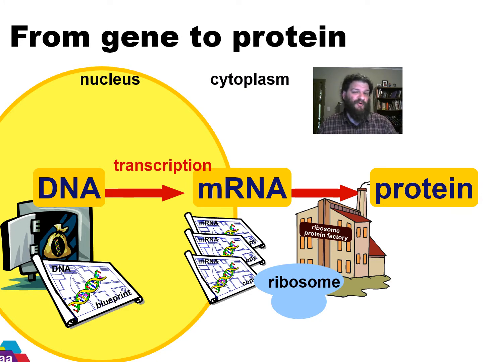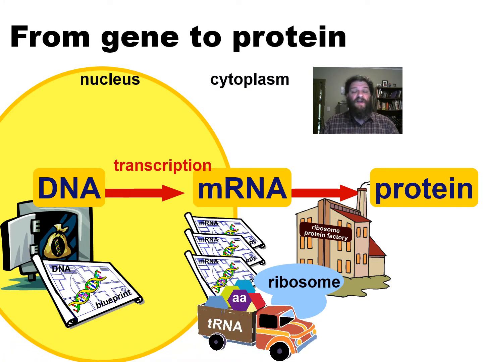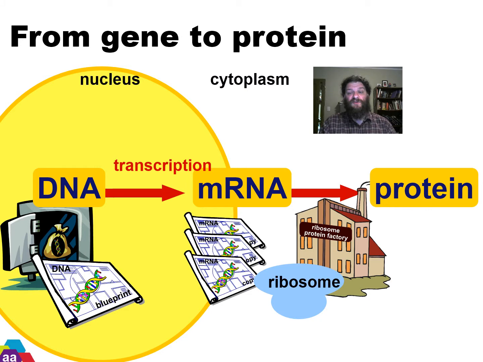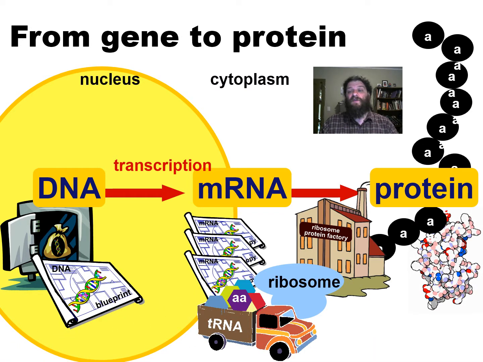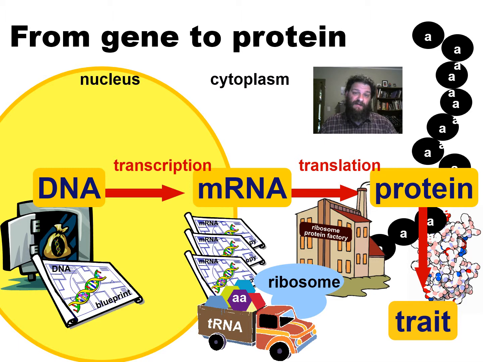Ribosomes then are like the protein factories. The transfer RNAs bring the individual amino acids to the ribosomes so that they can synthesize the right sequence of amino acids to make a properly shaped protein through that process of translation. And as that protein folds into its particular shape, it's going to have an effect on the organism, and that's what's going to make the trait. So this is really how we get from genes making you who you are.